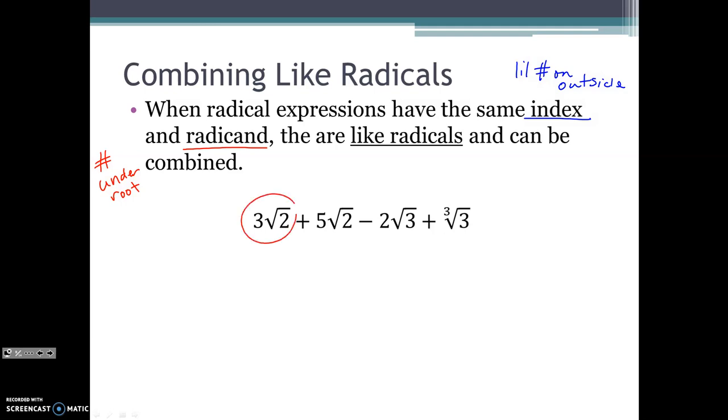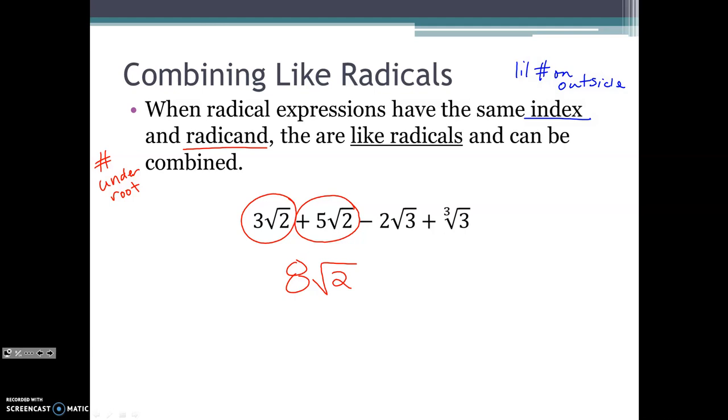Well, 3 square roots of 2 and 5 square roots of 2, they're both square roots, meaning that they would both have a 2 on the outside, and their radicand both has a 2. So I can combine those together. 3 square roots of 2 plus 5 square roots of 2 would give me 8 square roots of 2.